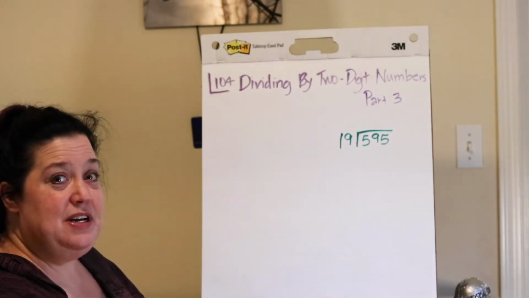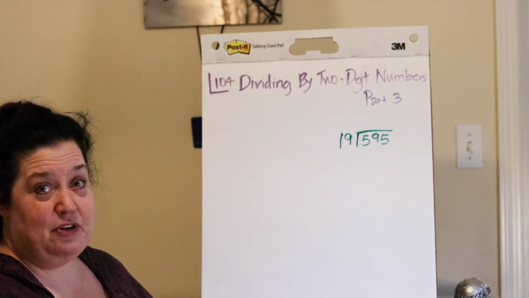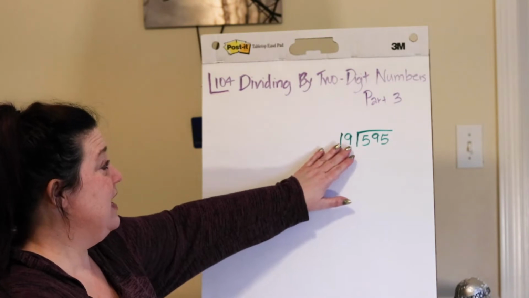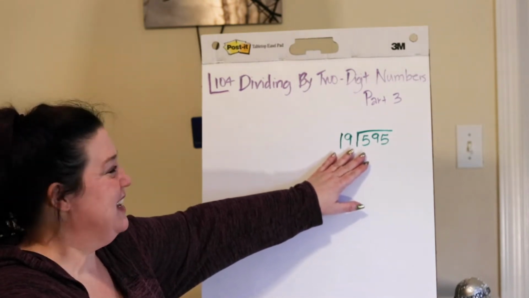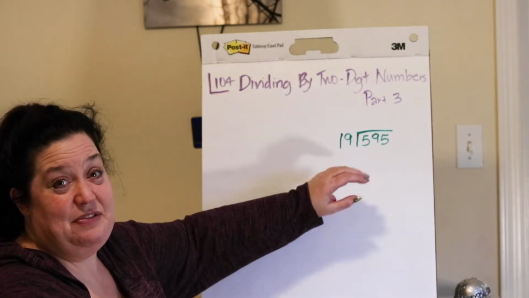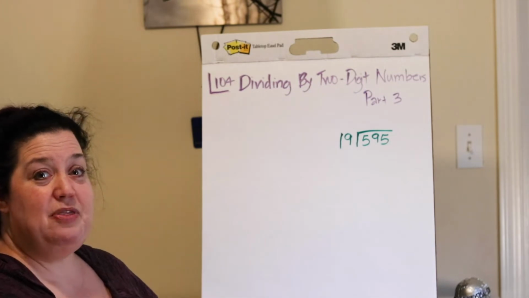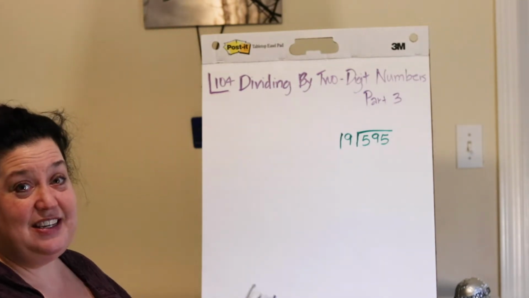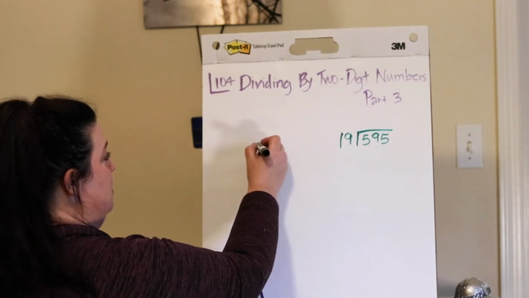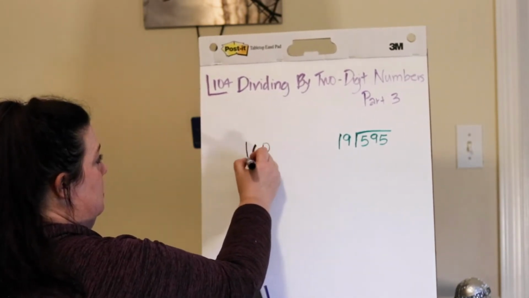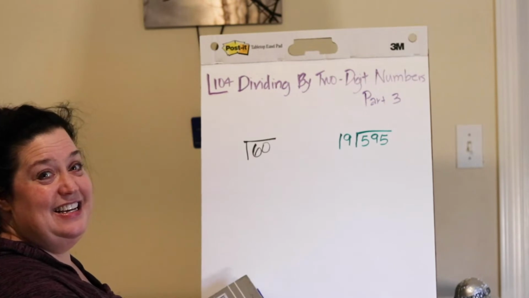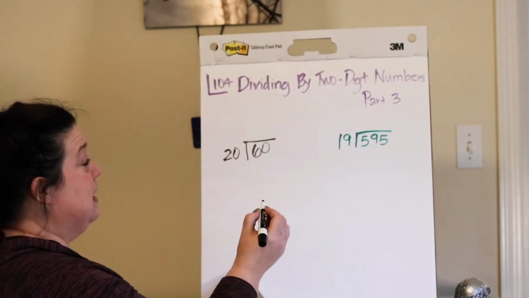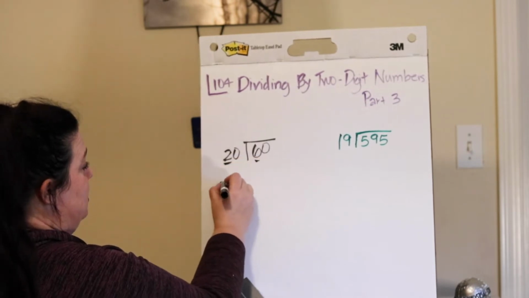19. But we're going to take a step to estimate first when we look at our first numbers. We're going to look at, can 19 go into 5? No, of course it can't. But are we going to try 19 into 59? We are. But there's an easier way to look at that if we estimate. 59 is closest to 60 if we round. And 19 is closest to 20. And then we can take it one step easier and use our first digits.